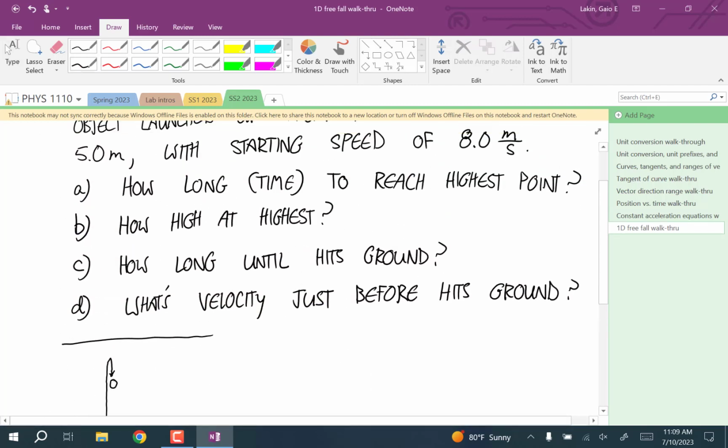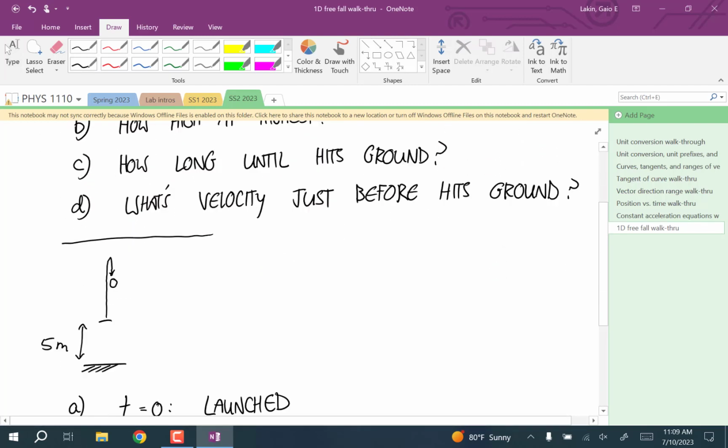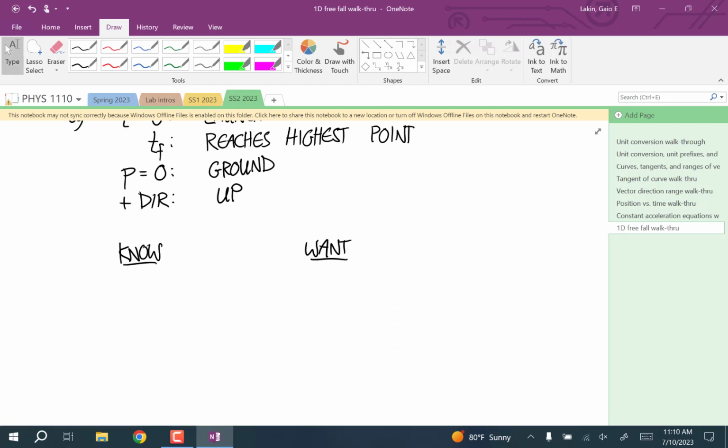Okay, so for part A, we're looking for the elapsed time when it reaches the highest point. That's what the stopwatch will say when the object gets to the highest point. And so time final is what we're trying to calculate. The acceleration, we know, it's downwards at 9.81 meters per second squared. Since our positive is up, downwards is negative, so this is negative 9.81 meters per second squared.